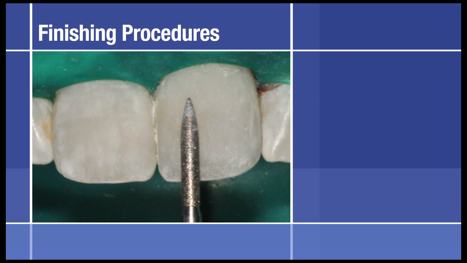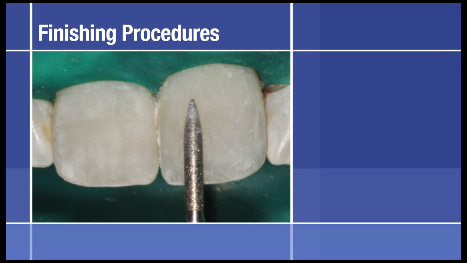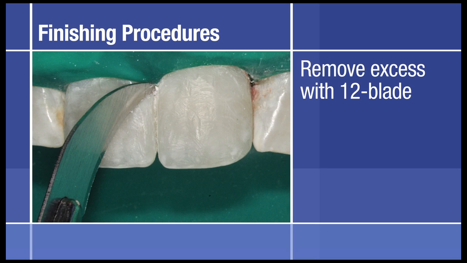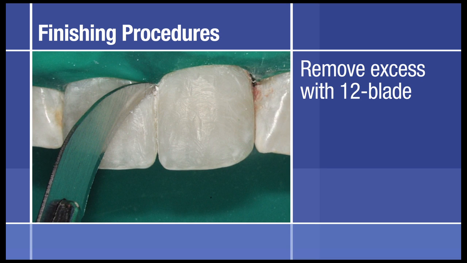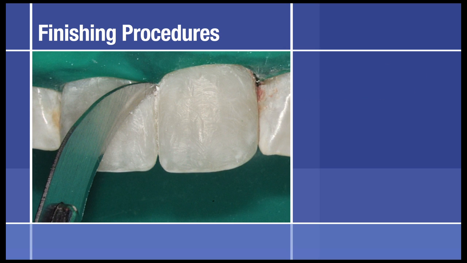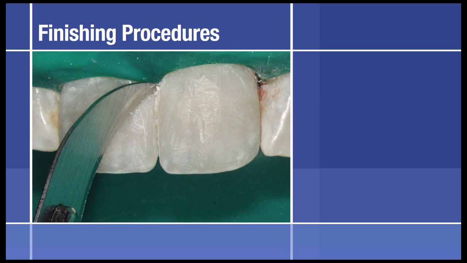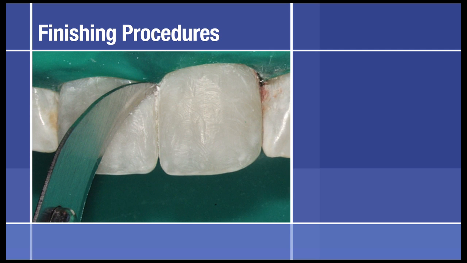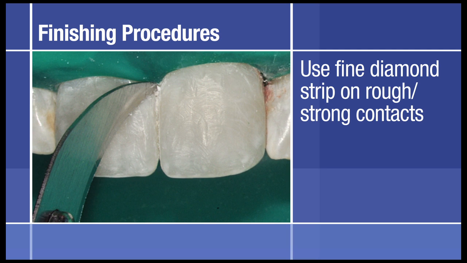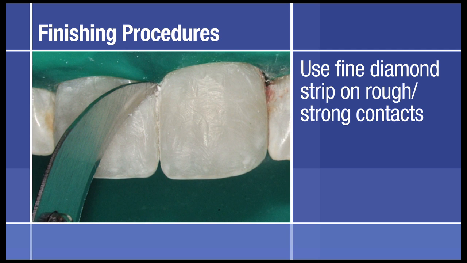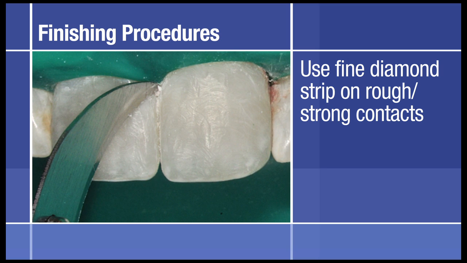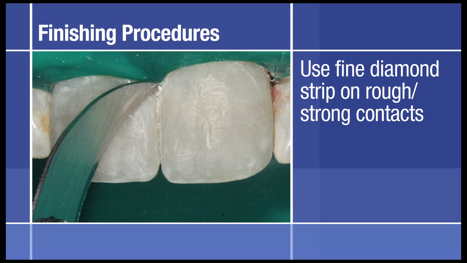Once this is done with the diamond bur, the texture, the surface characterization, the final facial contour, a little bit of just refinement of those margins with the 12 blade is usually indicated, and interproximally, if the contacts feel rough or if they feel a little bit too strong, then we can go with a diamond strip, a fine diamond strip, followed by any type of polishing strips to really get a smooth interproximal surface and a contact that has just the right strength.